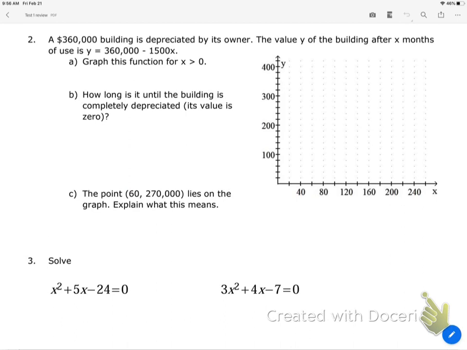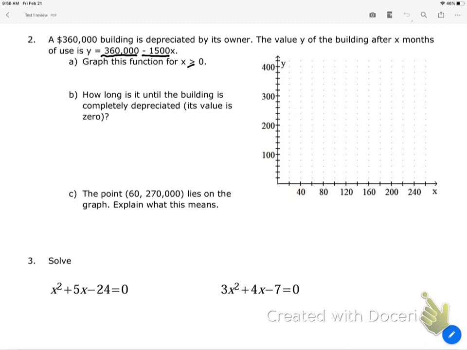Question 2. Okay, this is a linear function. Remember, slope and y-intercept still. If you want to think of it, that's going to be the y-intercept, and that's going to be the slope. It's going to go down 1,500 for every one. So that's what we're going to do. Graph this function. When it says this, of course, that should be an equal to, but it just means just in quadrant 1 here, okay?